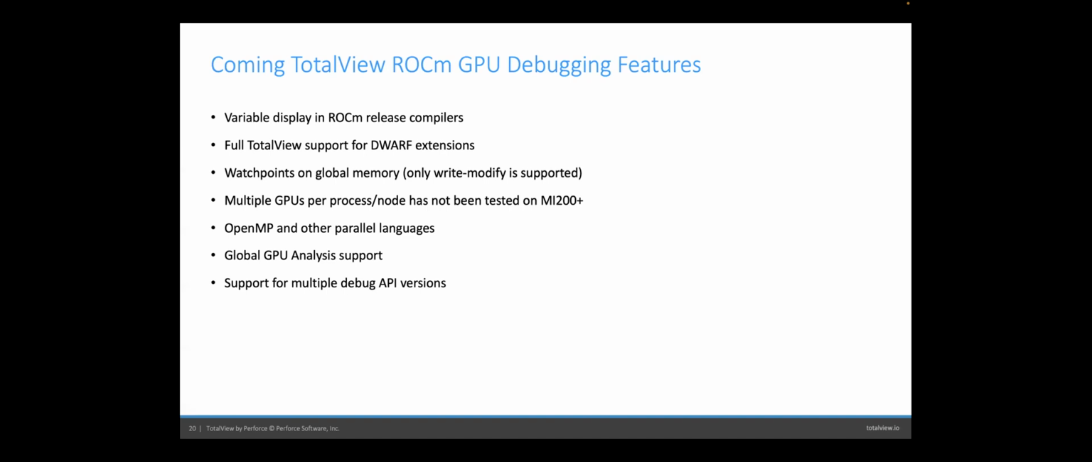As OpenMP matures, so we can support OpenMP across the GPUs, we'll be doing that. And then we'll be looking to extend some of the other advanced capabilities, such as that global GPU analysis screenshot that I showed for CUDA, and hopefully incorporate the same type of capabilities for the AMD GPUs as well. And as the API matures on the ROCm interface, being able to support multiple versions of that, so that depending on wherever the system is, TotalView will be able to be utilized there as well.